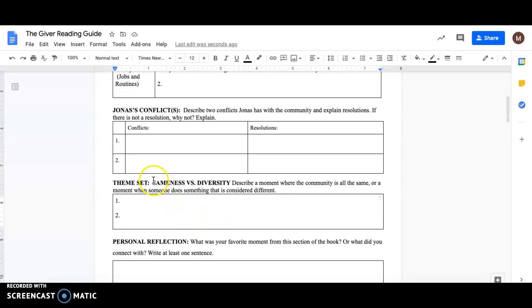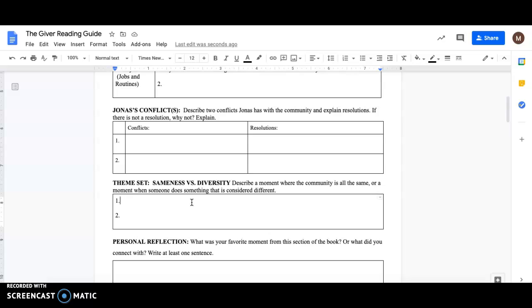For the theme set, I want you to think about sameness versus diversity. This community is obsessed with everyone being the same. Everything they do, every rule, every ceremony, every lifestyle choice is to make sure that everyone is the same and no one is different. There are a few exceptions to this, and they'll kind of pop up and be talked about as the book goes on. So describe a moment where the community is all the same, or a moment when someone does something that is considered different. So for example, maybe in this section, you could write about something they all have that's the same.